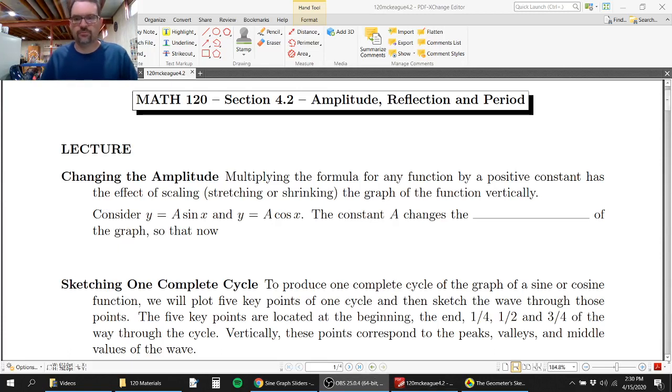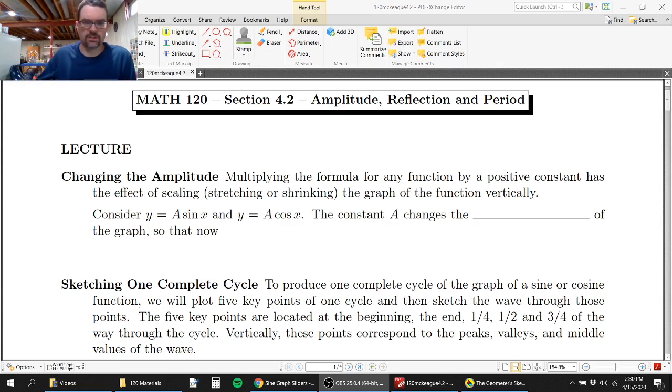All right, here we are for section 4.2. We're going to start throwing some numbers into our sine and cosine function and we're going to see how that changes the graph. This section is going to all be about stretching or shrinking, or more generally scaling the graph horizontally or vertically. All right.